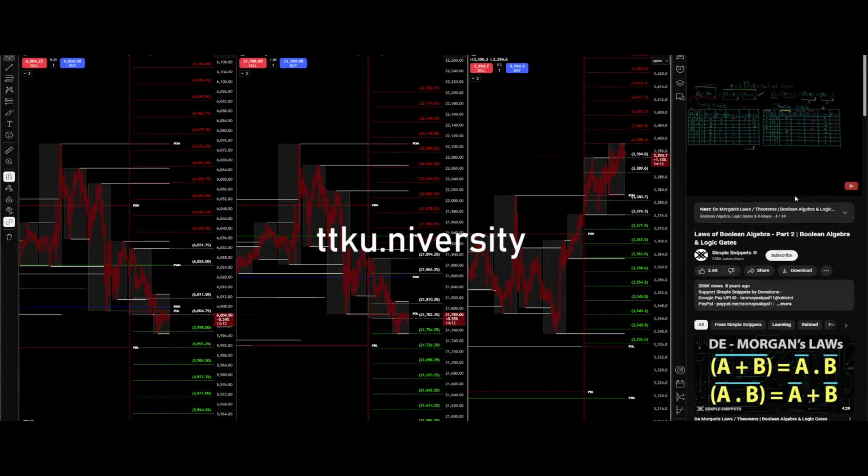Now comparing LHS and RHS, we can see that for each case LHS is equal to RHS. Hence this equation is proved. So now let's move ahead to the next law. Okay, so the next law is known as the absorption law.